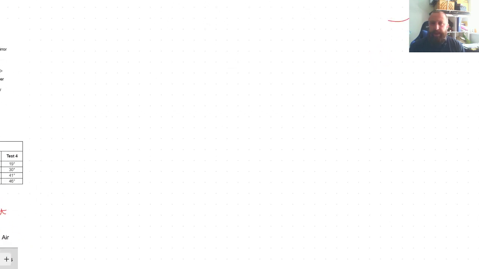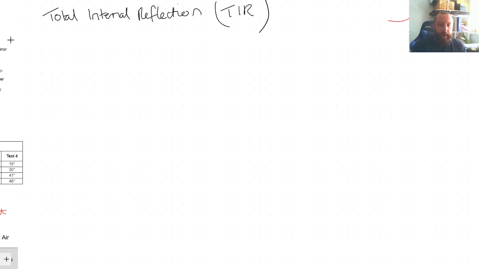I was talking about fibre optics a moment ago. So let's have another quick look at the fibre optics and how they work. We've got this idea called total internal reflection, or TIR. Now, I don't think I can do curves on this one, I can do straight lines.